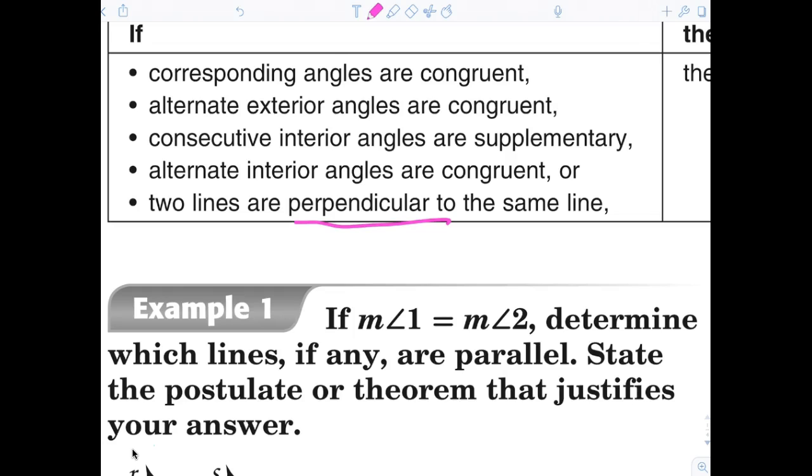So this one, to me, right here, could be wiped out. That's not necessary. Why is that not necessary? Because this one right here takes care of that one. Because consecutive interior angles, if they're both perpendicular, are what? 90 degrees, correct? And if the consecutive interior angles are 90 degrees, then that means they have to be what? Supplementary. Is everybody with me on this? You understand me now, right?